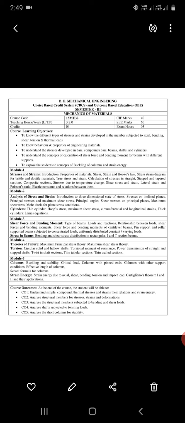So I'll be handling Mechanics of Materials for you in the mechanical department. Mechanics of Materials is one of the subjects for third semester, or present third semester. The subject course code is 18ME32.